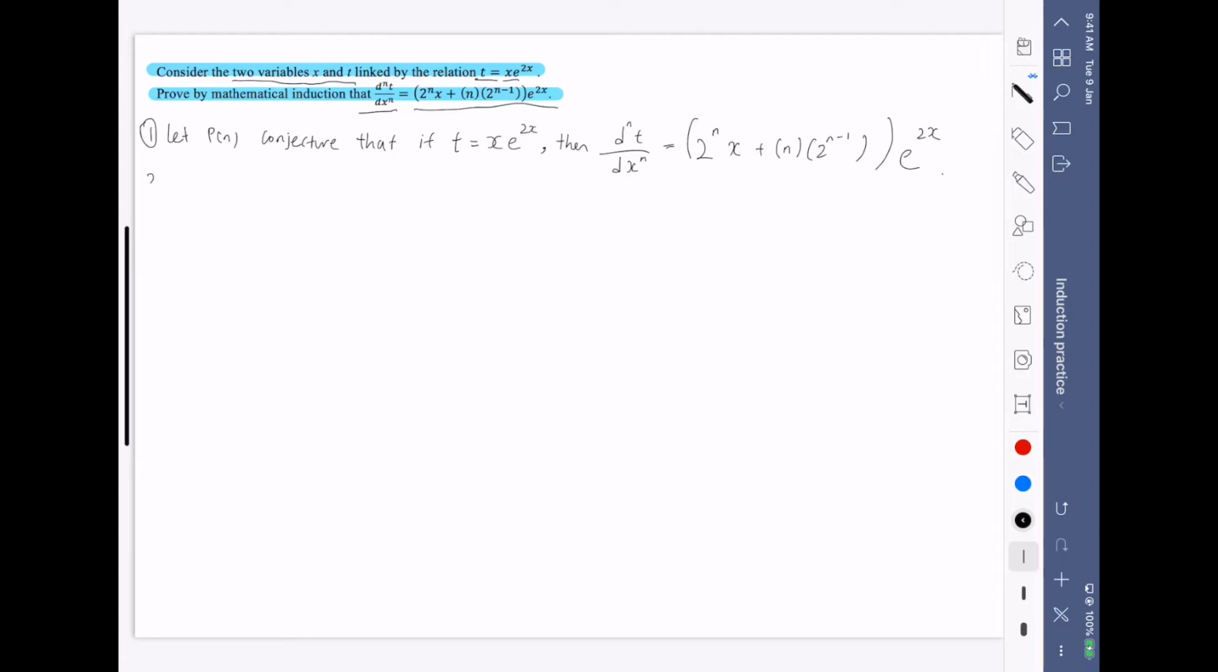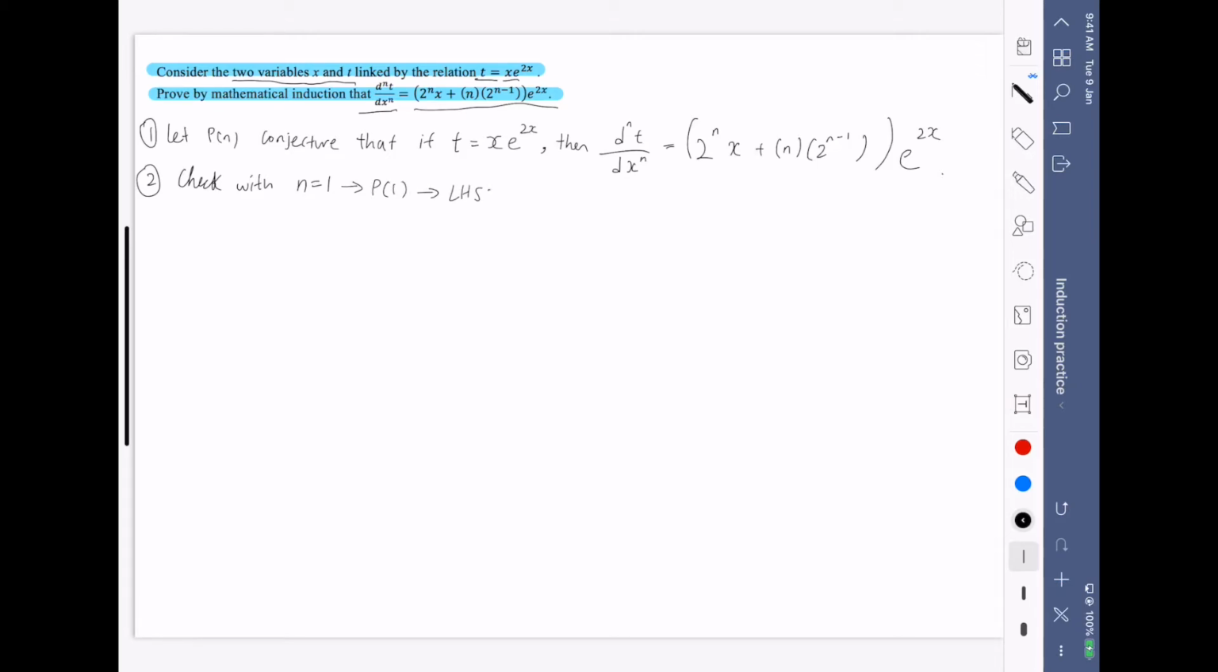Okay, step 2. Check with n equals 1. If a question does not give you a specific condition to use, just assume you can use n equals 1. So that would be P1.